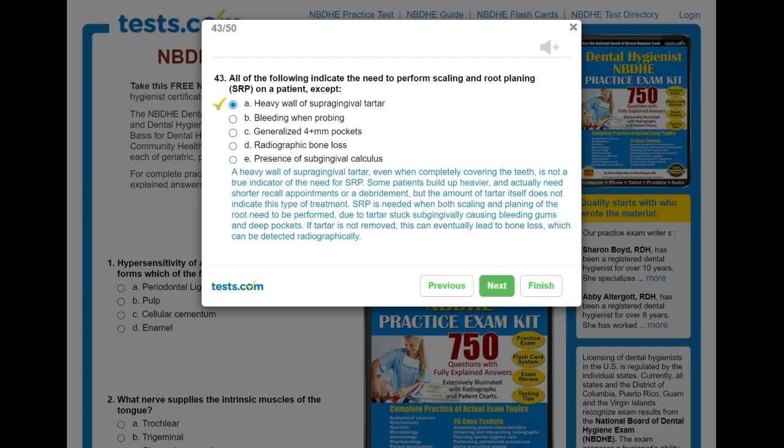SRP is needed when both scaling and planing of the root need to be performed due to tartar stuck subgingivally, causing bleeding gums with deep pockets. If tartar is not removed, this can eventually lead to bone loss, which can be detected radiographically.